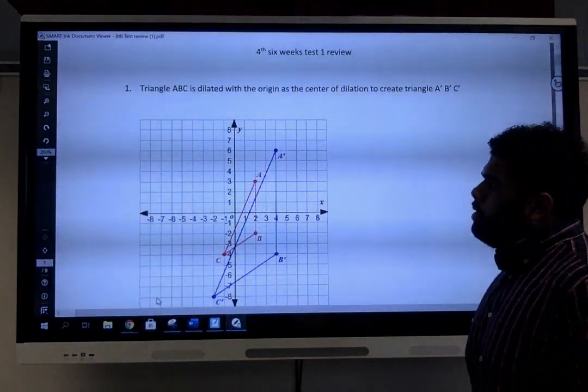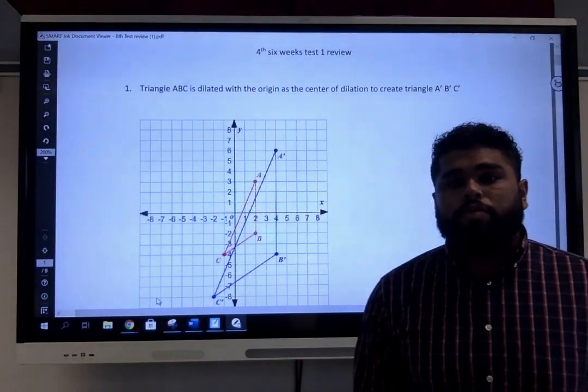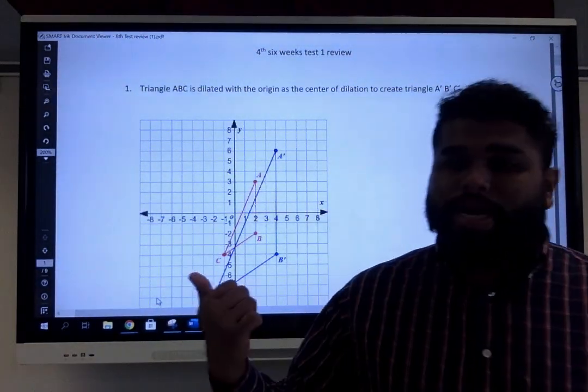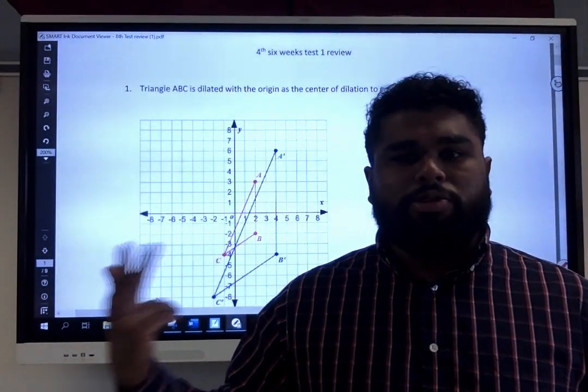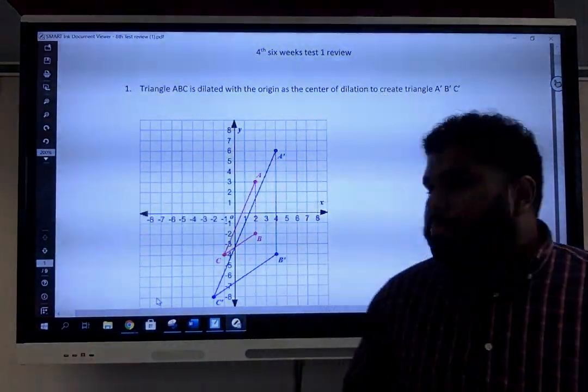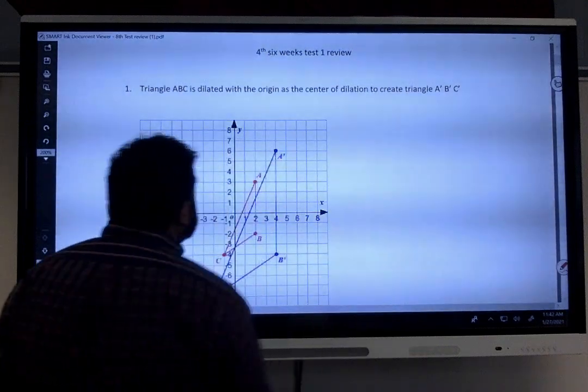Everybody, so today we're going to be going over the review for the test tomorrow. The test is going to go over transformations, so dilations, translations, reflections, and rotations, and a little bit about proportionality, okay? So let's take a look at this question.